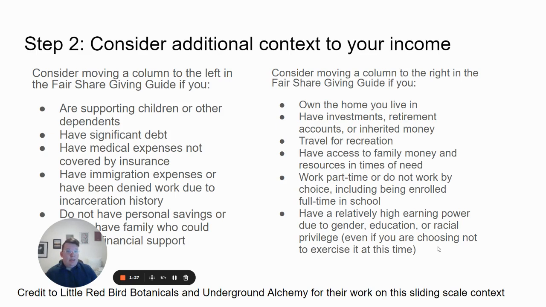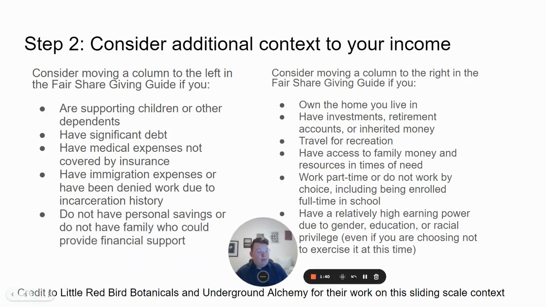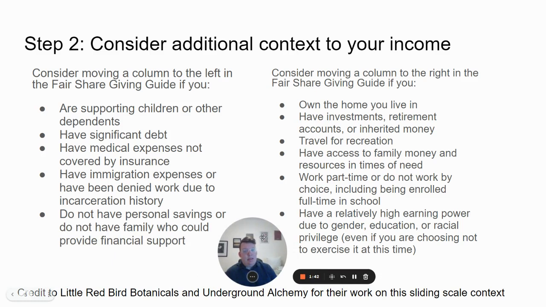Once you have your adjusted income, there's a second step. You need to think about some additional context than just your income. So, for example, a lot of us have privileges or disadvantages in our society that are structural and a bit out of our control that add to the picture of our total family wealth. So, a friend of mine runs an apothecary business, and she has this contextual sliding scale guide that I thought would be useful for us to think about as context to our income.